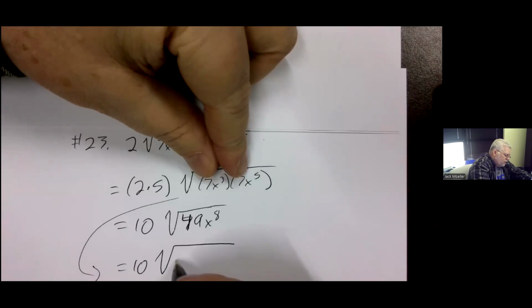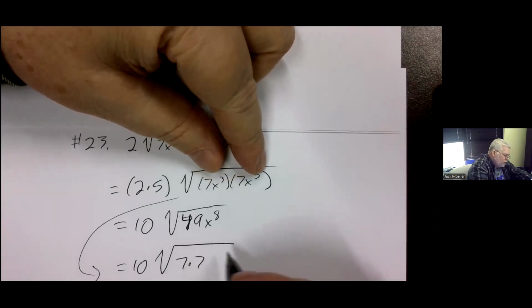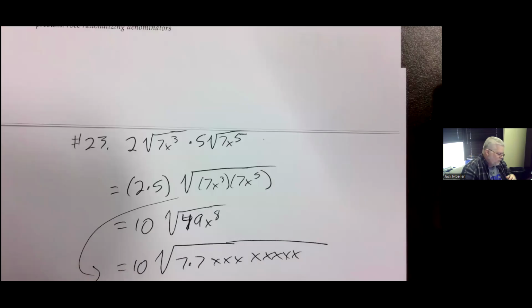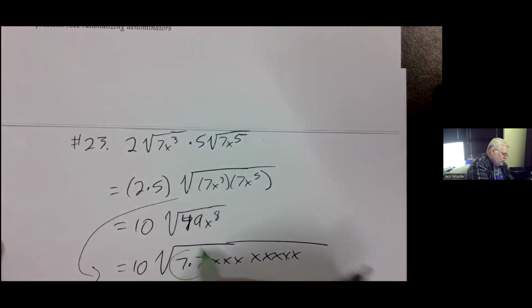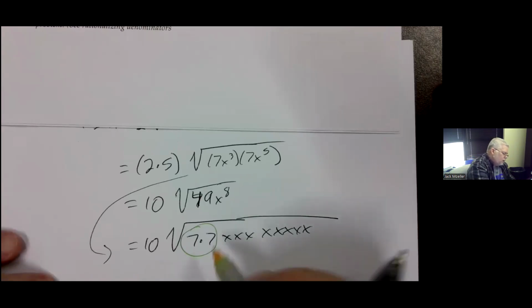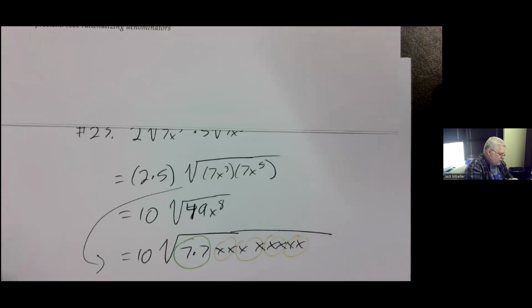Notice we have 7 times 7, so let's put those together. So how many x's do we have? Well, 3 here, 5 here. So there is a pair of 7s. Then we have 1, 2, 3, 4 pairs of x's.